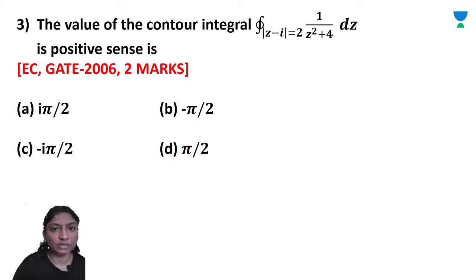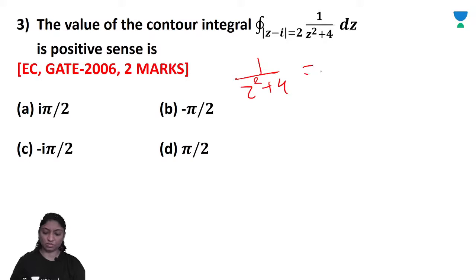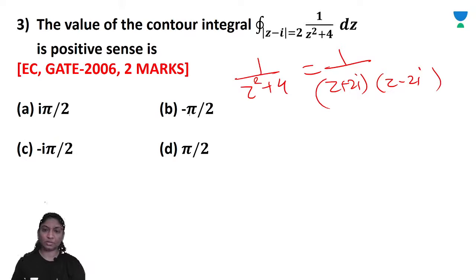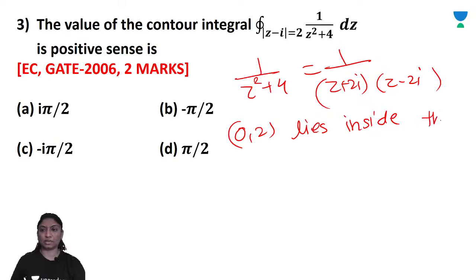The value of the contour integral over mod of z minus i is equal to 2, 1 upon z square plus 4 dz in positive sense is. Okay, so it's a positive sense. So first of all we will find out whether the points lie inside the curve C or not. So we'll see, 1 upon z square plus 4 is equal to 1 upon z plus 2i into z minus 2i. Right? So the pole 2i lies inside the circle.